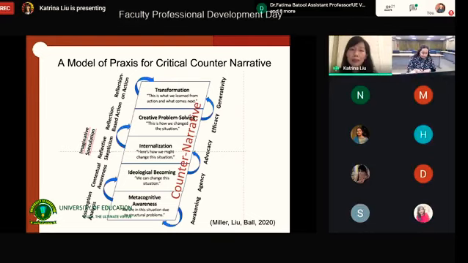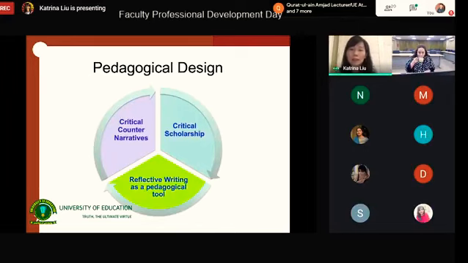You can see this is a model of praxis for critical content narratives, starting with metacognitive awareness and ideological becoming, and then internalization, creative problem solving, and transformative learning. On the left, these are the 6 stages of critical reflection, and how they play a role in critical content narrative. Anita Ball and I co-taught for a couple of semesters. We designed this pedagogical tool, integrating critical content narrative, critical scholarship, and reflective writing.